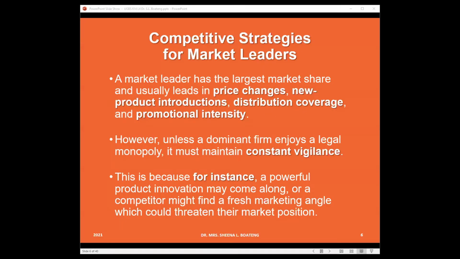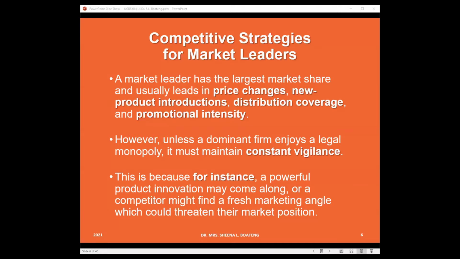Now, when we talk about the market leader, we are generally referring to the firm that has the largest market share. And by virtue of the fact that they have the largest market share, they usually lead the pack in terms of leading all the other types of firms when it comes to price changes, new product introductions, distribution coverage, as well as promotional intensity. So essentially, when it comes to the utilization and application of the marketing mix, market leaders are usually the pace setters in a particular sector or industry.